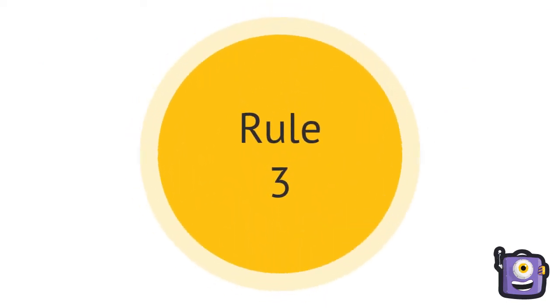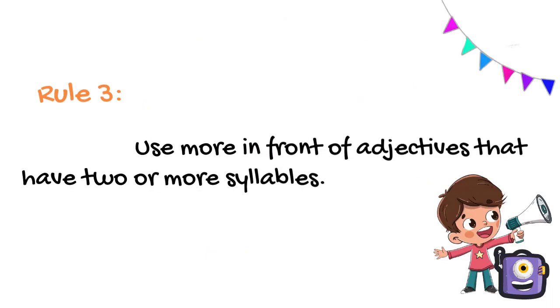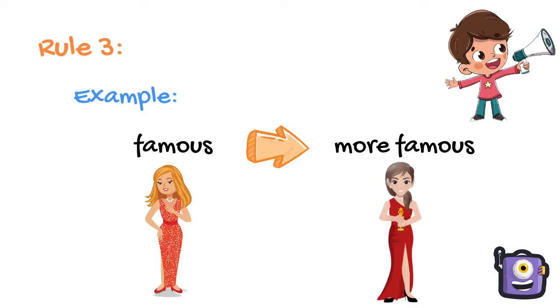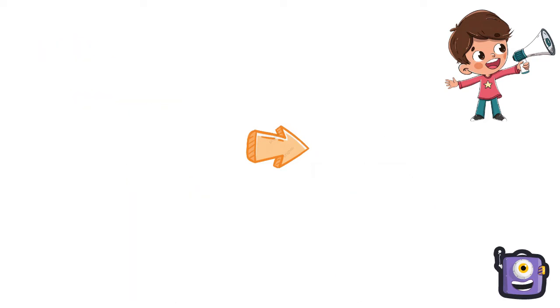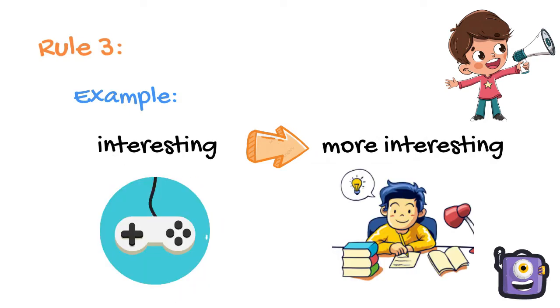Rule 3. Use more in front of adjectives that have 2 or more syllables. For example, repeat after me. Famous, more famous. Important, more important. Interesting, more interesting.